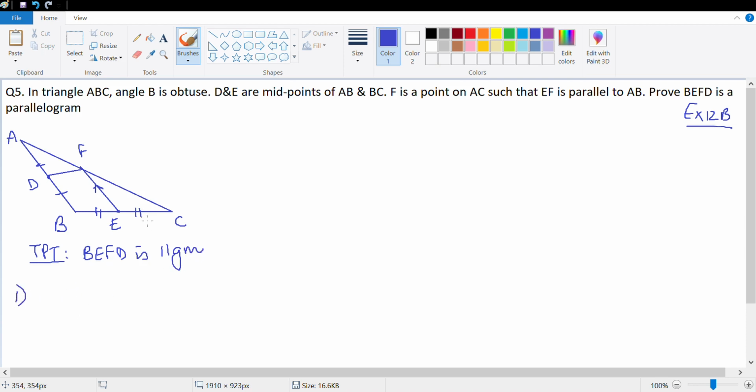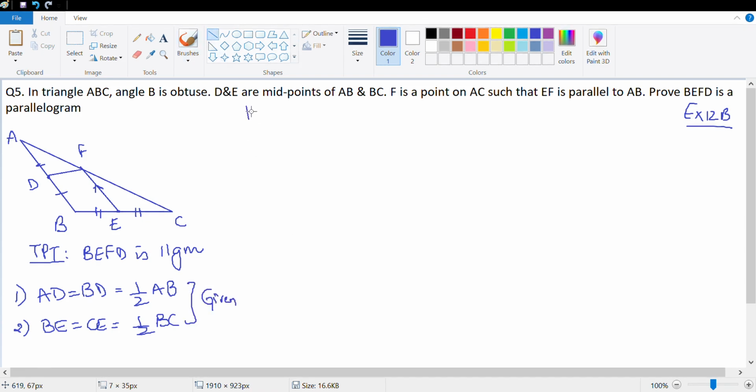Number one, what we have is AD is equal to BD is equal to half of AB. That's what's given to us. Number two is BE is equal to CE is equal to half of BC. Both of these are given. Let's see if we can apply midpoint theorem or converse midpoint theorem or equal intercept theorem. Equal intercept theorem, no, I don't have a third parallel line.